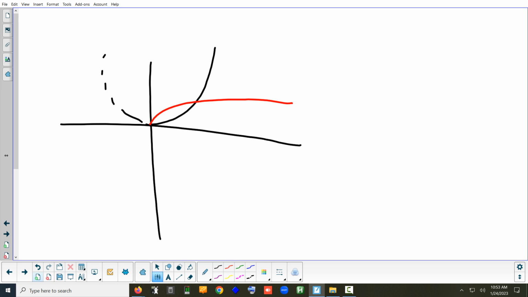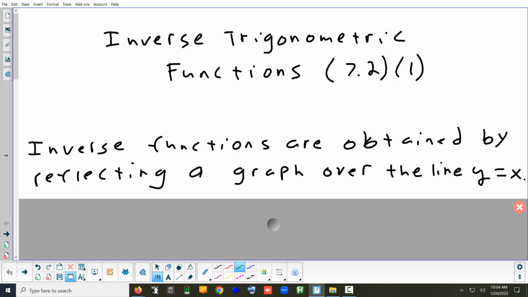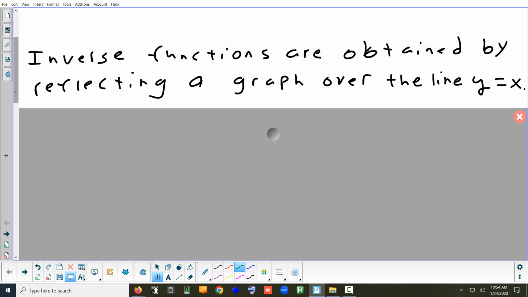So if you look at that black curve and the red curve, and you draw in the line y equals x, if you could fold right on that green line, the right half of that parabola would land exactly on top of that red curve. They're mirror images of each other. And that's true for any 2 functions that are inverses. They're always mirror images over y equals x.